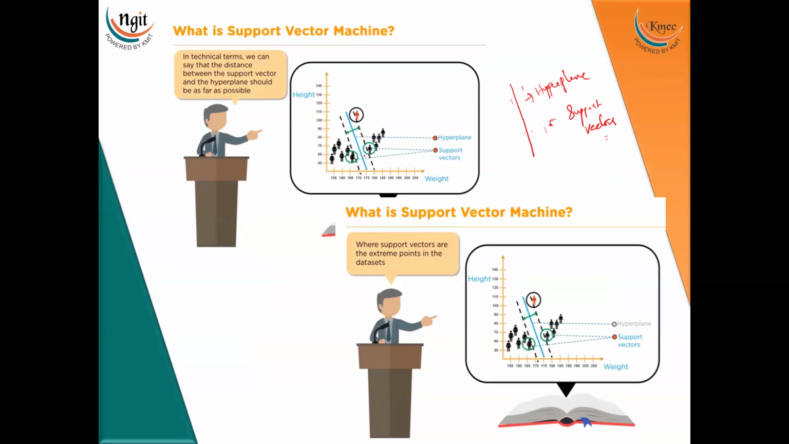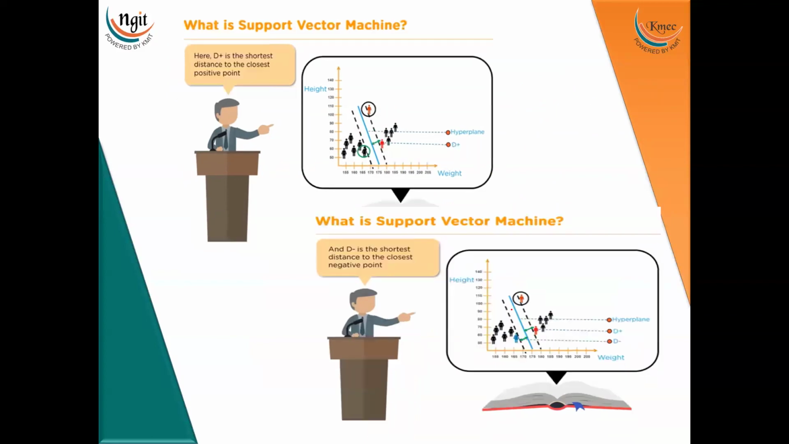The data points which are nearer to this distance margin, we call the support vectors. These support vectors are the extreme points in the data set, and they play an important role in the SVM algorithm. And see here, we have drawn two other dotted lines nearer to these support vectors. The line above, we call D plus: the shortest distance to the closest positive point. And the shortest distance to the closest negative point, we call D minus.